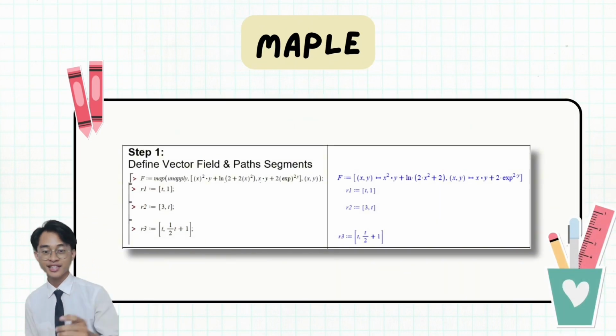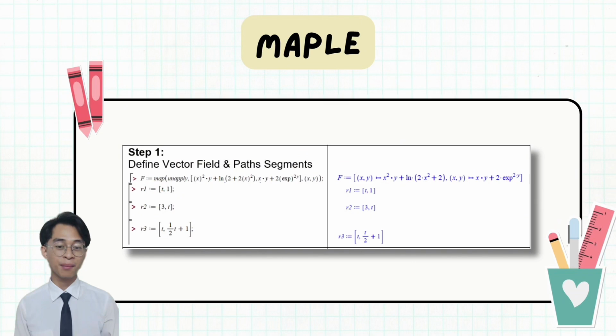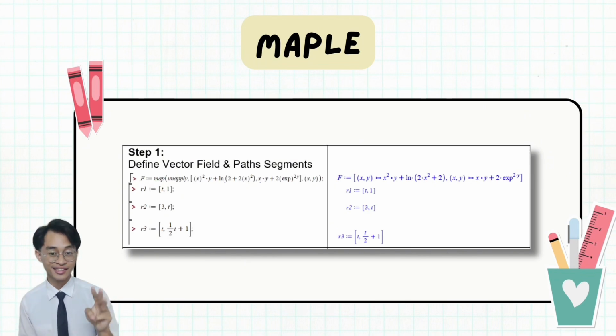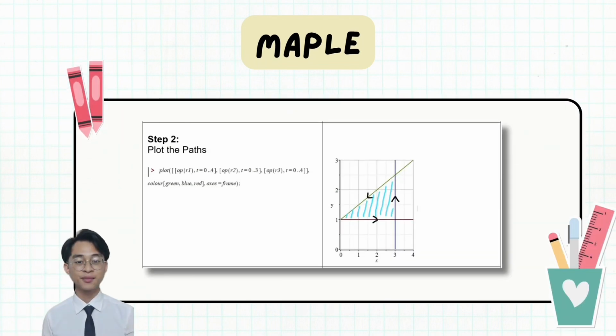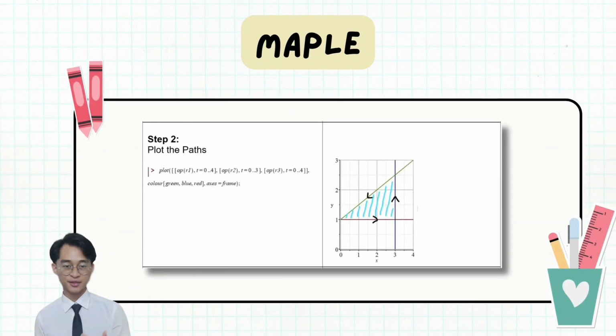Okay, now for the Maple, in the first step, we define the vector field F using the Maple map and apply function. We define 3 parameters per segment: R1, the horizontal line, R2, the vertical line, and R3, the diagonal line. Next step, we plot each parametric curve segment using plot R1, R2, and R3. The arrows indicate the counterclockwise orientation.